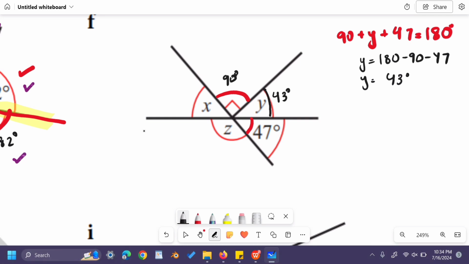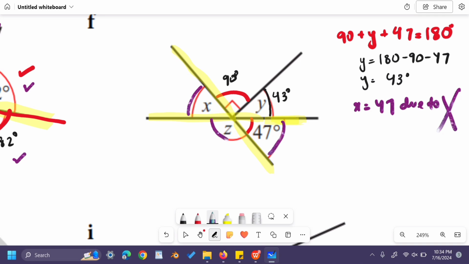Okay, so now we don't know x and we don't know z, but we can see a cross over here, right? We can see a cross over here. So that means x is equal to 47, right? And now look at this. We don't know z yet. What about z? Can we do anything about z? If z is here, what are we going to do? We don't know about that.